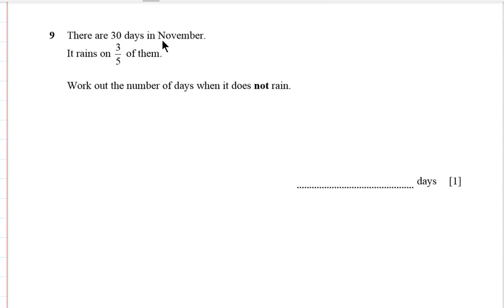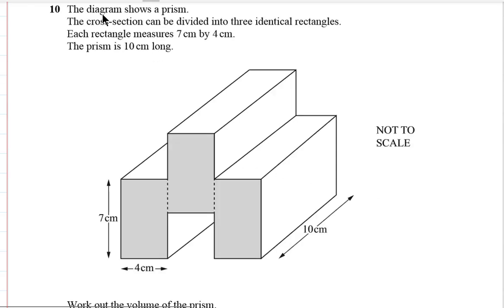Question 9. There are 30 days in November. It rains on 3/5 of them. Work out the number of days when it doesn't rain. What a nice question. It will not rain for 2/5 of the days, which are 30. So we can multiply 2 over 5 times 30. 5 over 5 is 1, 30 over 5 is 6, so 2 times 6 is 12 days. Very interesting question.